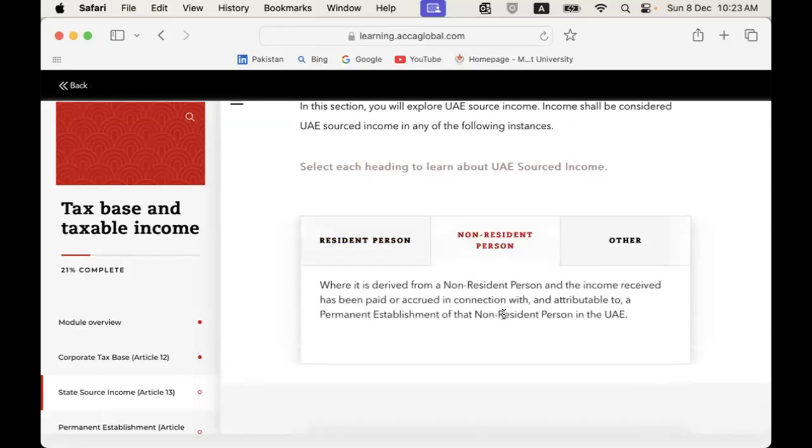Second category, non-resident person: where some income is derived from a non-resident person and the income received has been paid or accrued in connection with and attributable to a permanent establishment of that non-resident person in the UAE.